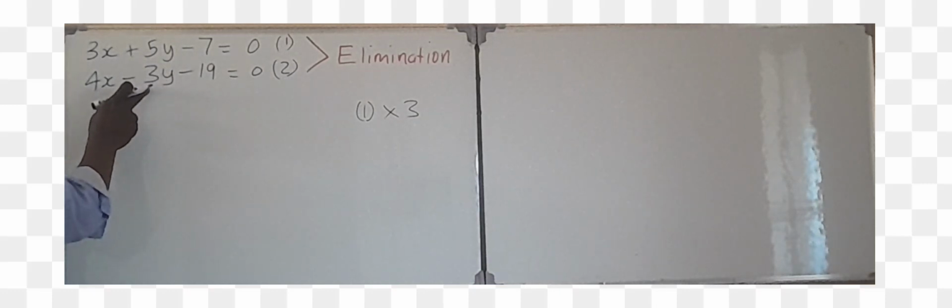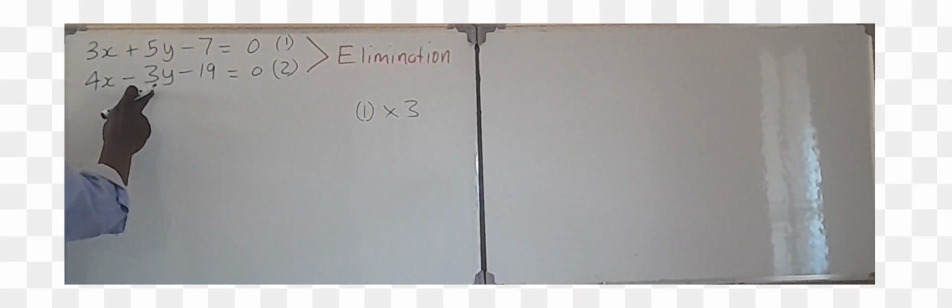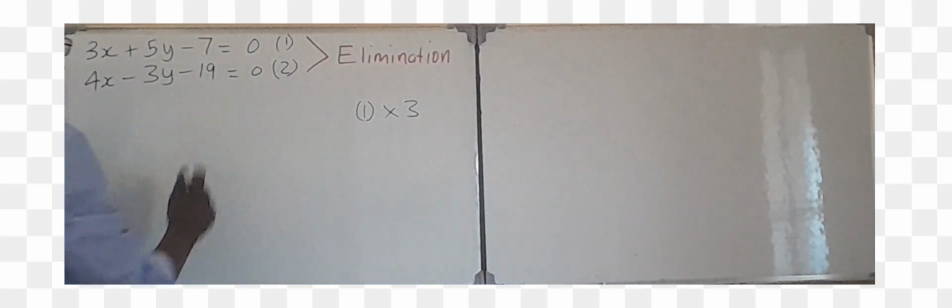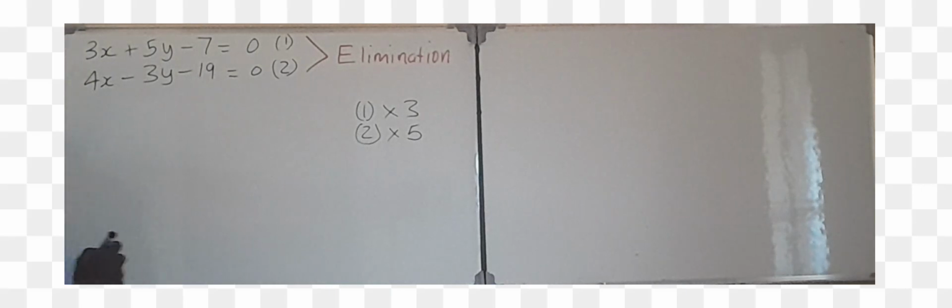Now, how many times does 3 go into 15? It goes 5 times. So we are going to multiply the whole of equation number 2 by 5. So let's write it here: equation 2 will be multiplied by 5. Now, let's do that and see what happens.